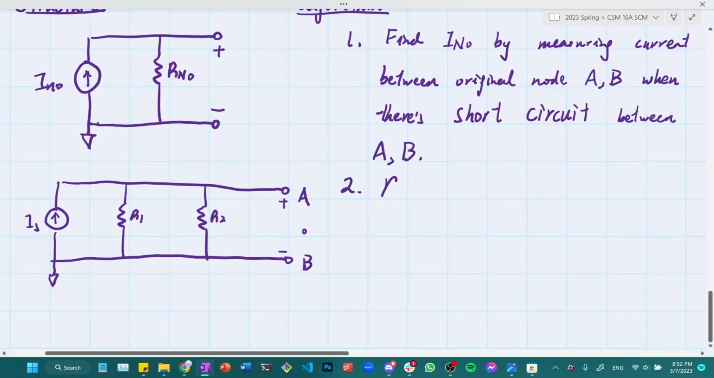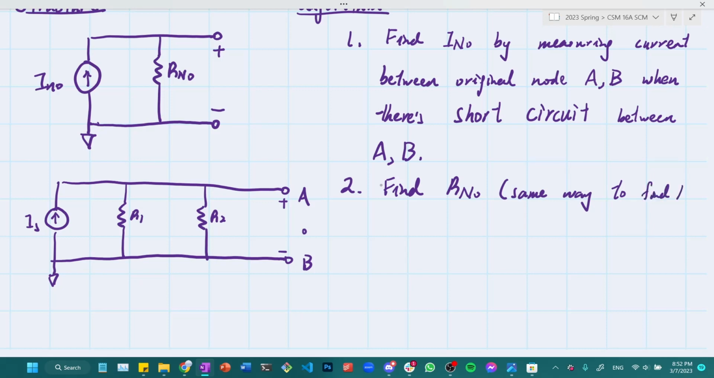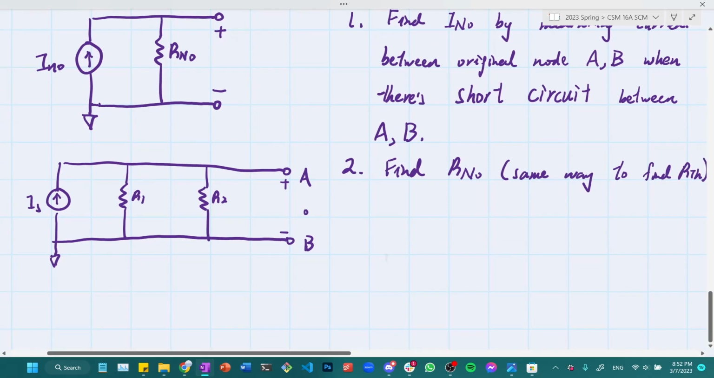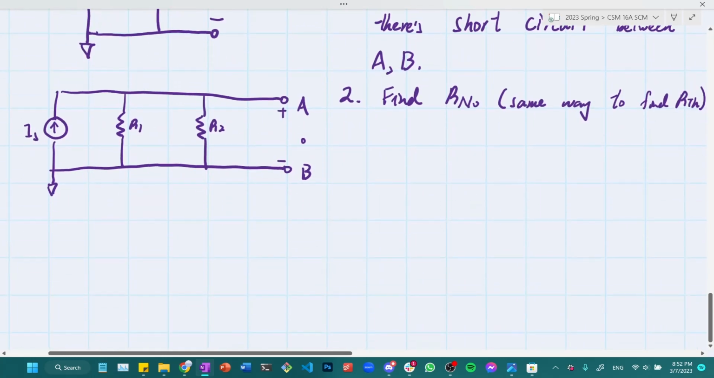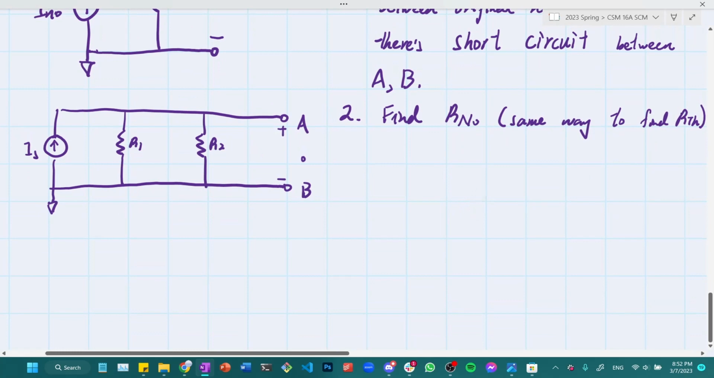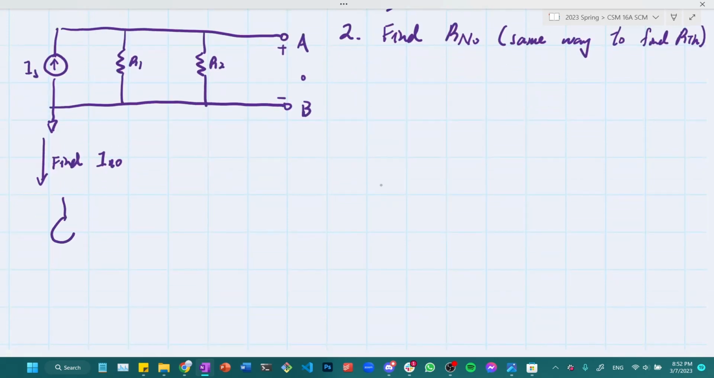Second step of the algorithm is to find RNO, or the Norton equivalent resistance, which is the same way you find the Thevenin resistance. So I'll not explain the second step again because we have explained it during the Thevenin process. But to find INO then, I'll have to make some variation of my original circuit by putting a short circuit between A and B. And that is going to change the circuit quite a little.